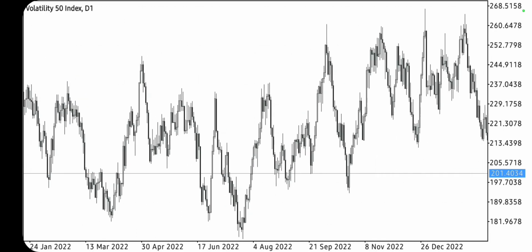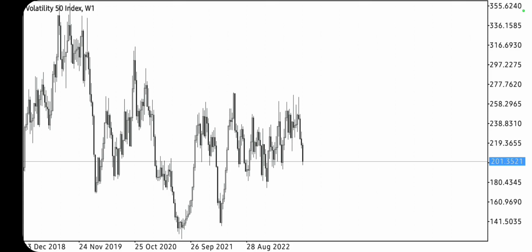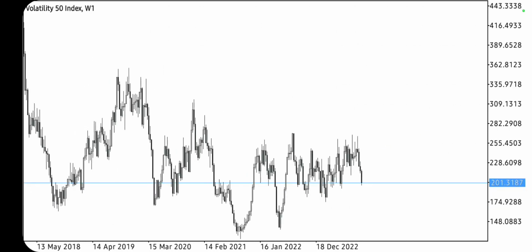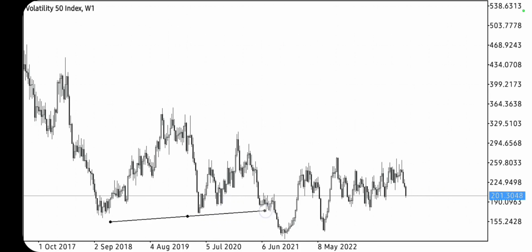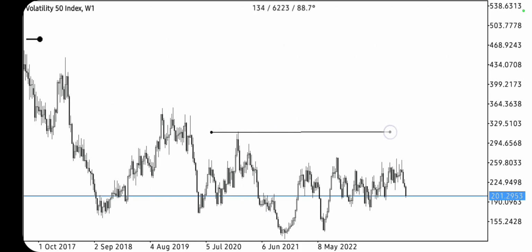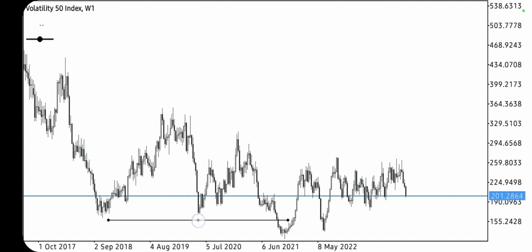Like I said, I'm going to be using the Volatility 50 index, starting from the weekly time frame to check my order flow. On this weekly time frame, my order flow is basically to the downside, meaning we are in a bearish move. We have a bearish momentum because our last break of structure is to the downside. I'm going to be marking that out on the weekly time frame. This is my last break of structure to the downside.